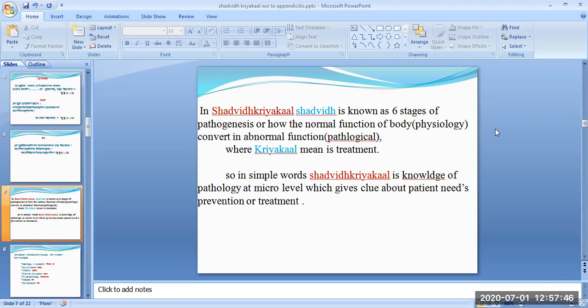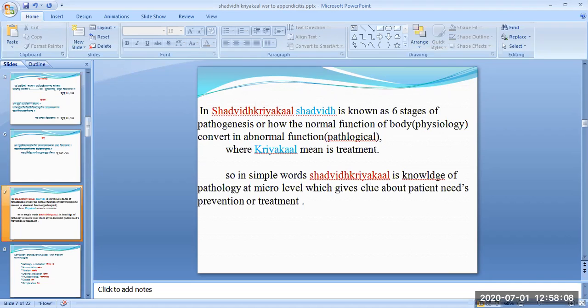In Shadvidh Kriyakaal, in the previous class we discussed the Shadvidh Kriyakaal. In today's class we will discuss the applicability of Shadvidh Kriyakaal with special reference to appendicitis disease.